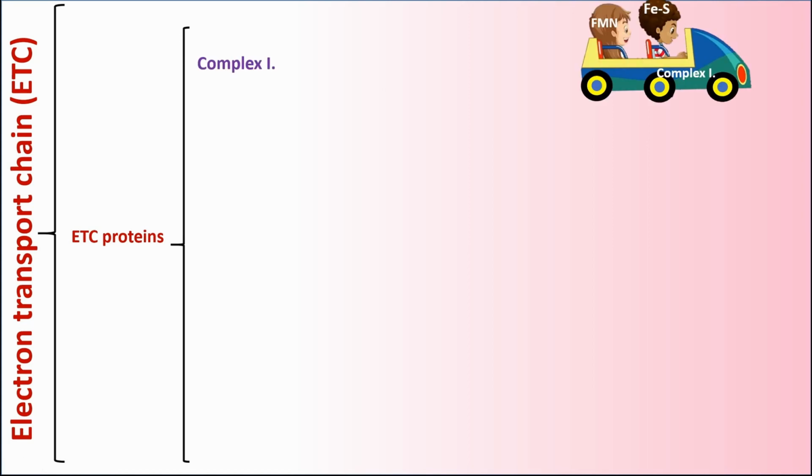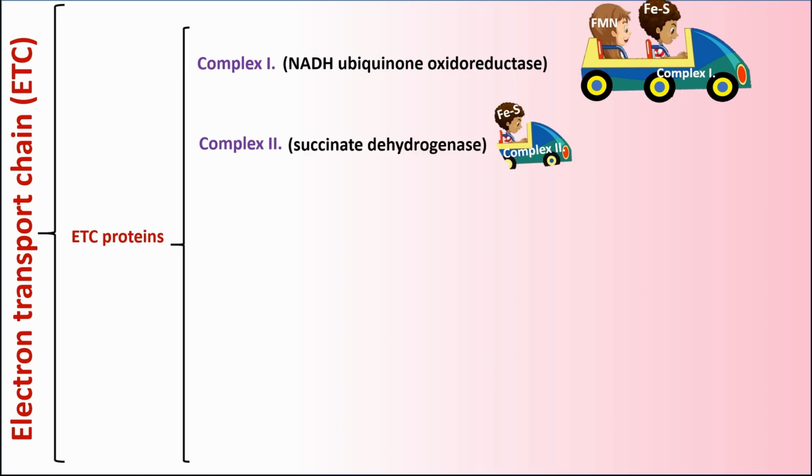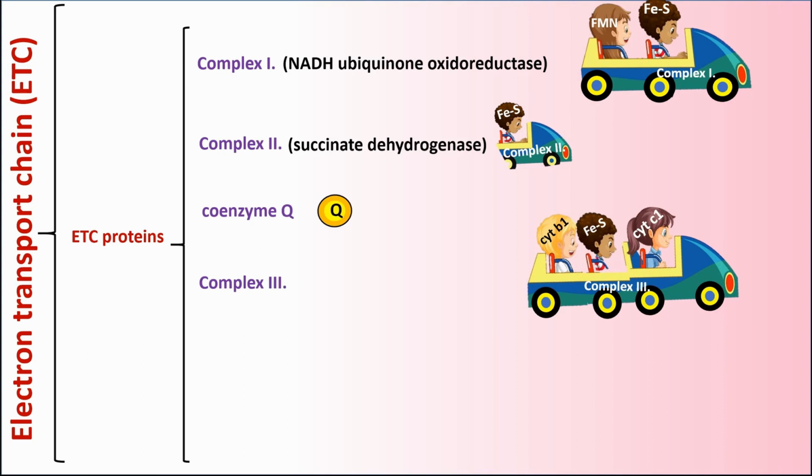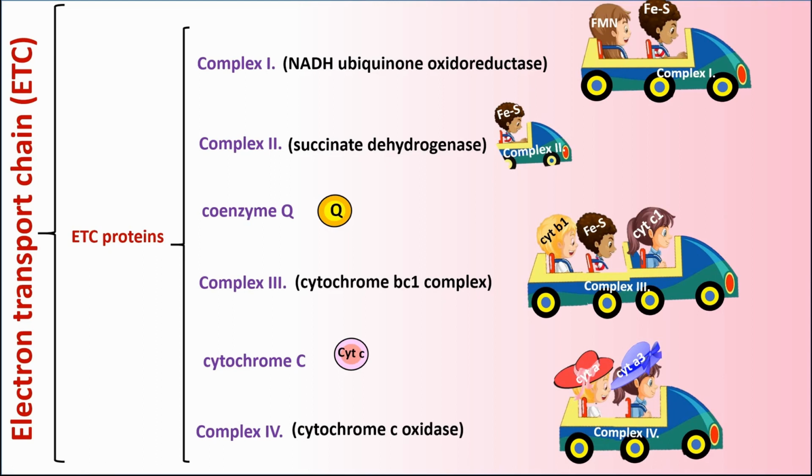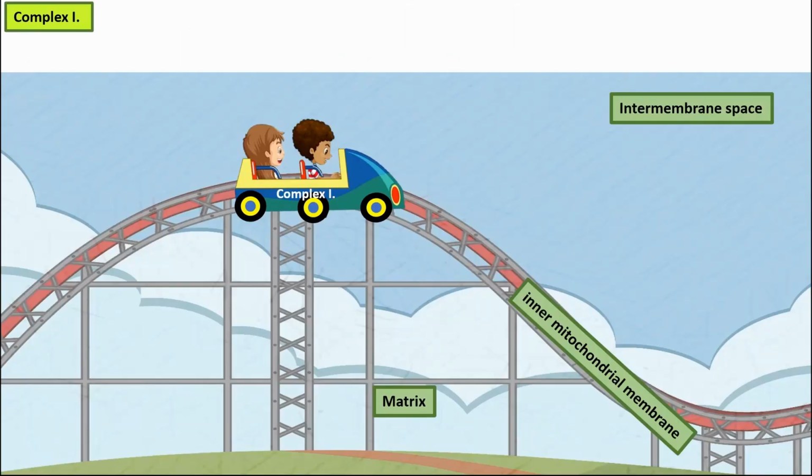ETC proteins. ETC proteins are as follows: complex 1 or NADH ubiquinone oxidoreductase, complex 2 or succinate dehydrogenase, coenzyme Q, complex 3 or cytochrome BC1 complex, cytochrome C, and complex 4 or cytochrome C oxidase.